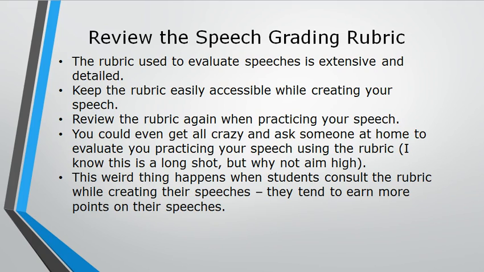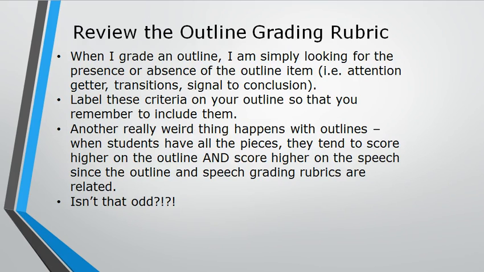Now, this weird thing happens when students consult the rubric while creating their speeches. They tend to earn more points on their speeches. Imagine that. Now, keeping on this topic of rubrics, you'll also find one for the outline. Review that outline grading rubric. When I'm grading an outline, I simply look for the presence or absence of the outline item, such as the attention getter, transitions, signal to your conclusion. Label these criteria in your outline so that you remember to include them.